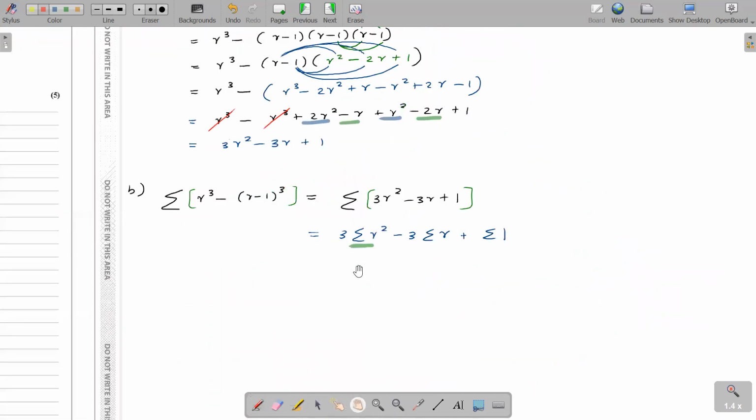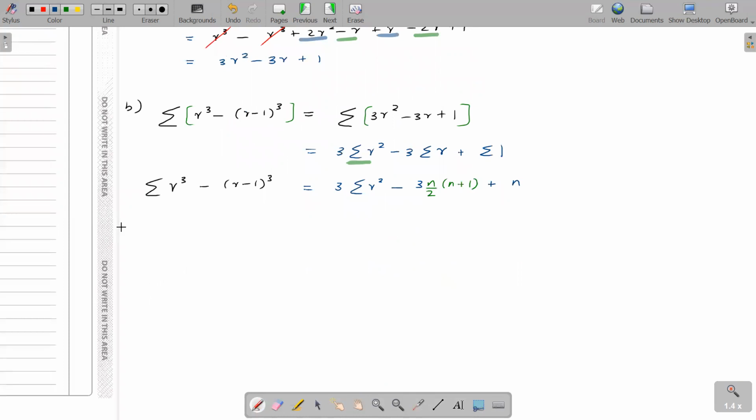Okay, so let's go ahead with it. 3 times summation r minus 3 times summation of r is n over 2 n plus 1, isn't it? You can directly use it. Plus summation of 1 will be n. And you see that I have got these answers. Now what's remaining? The only thing that's remaining here is to get the summation of r cube minus r minus 1 cube. Okay, shall we get it?